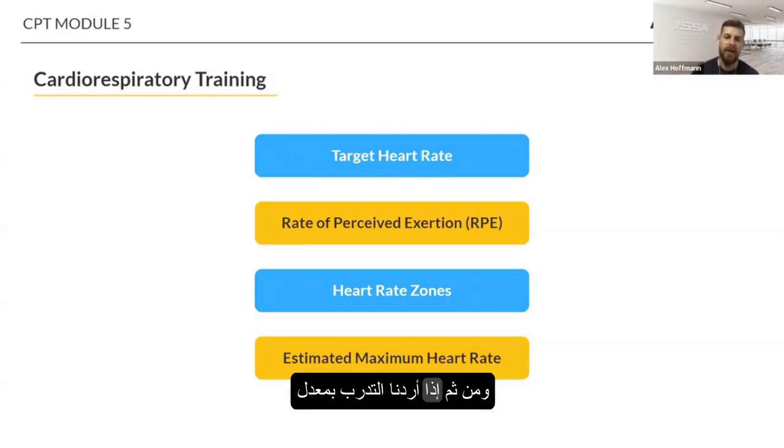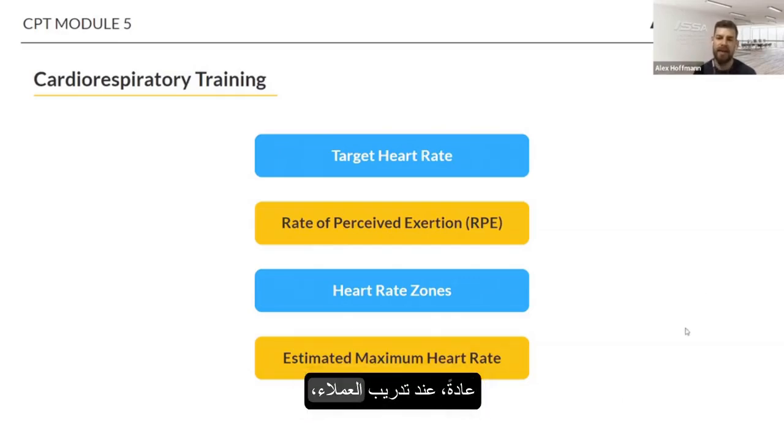And then if we want to train at a target heart rate of 75%, we would simply take 75% and multiply that by our estimated heart rate max. That's how we get 75% for our target heart rate. So that's how we can use those pieces of information.